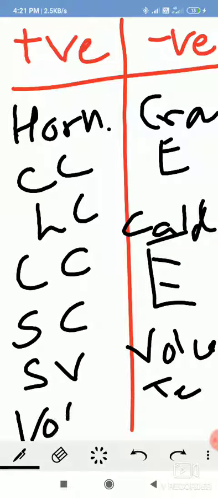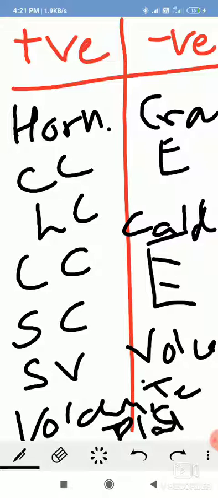We can also add here that volcanic plateaus can be considered positive relief features, like the Deccan Plateau, which is a volcanic plateau, or we can say a positive relief feature of a volcano, right? So this is all about the review.